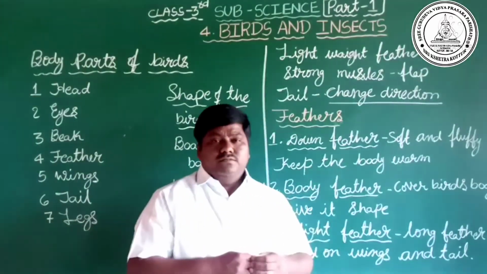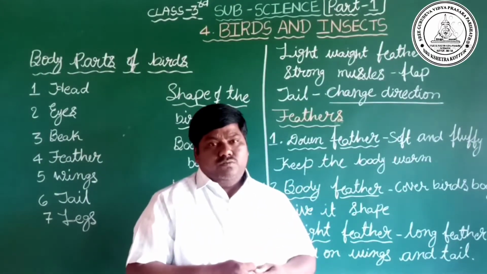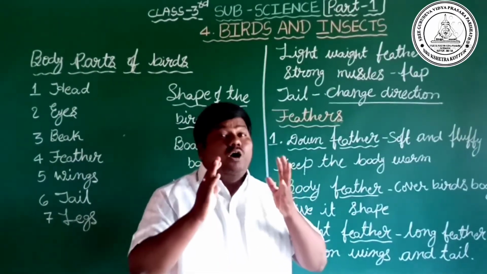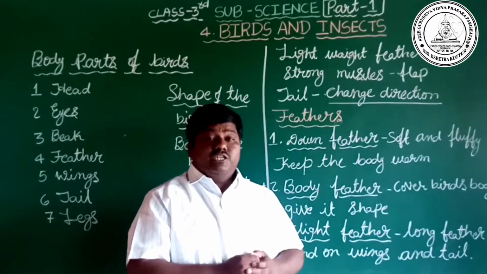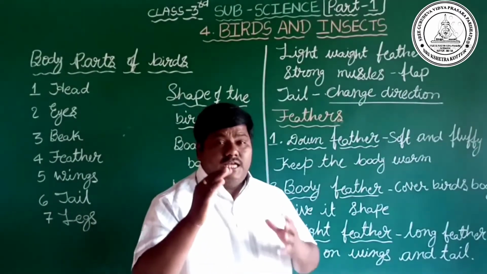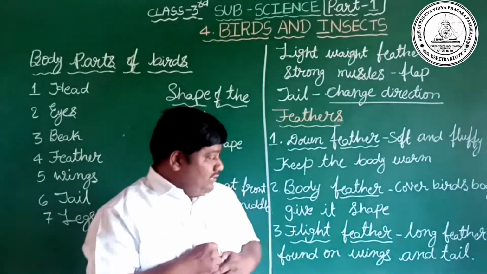Okay, next, here some birds are not wet. Example, crane, duck. Okay, because they are having oily feather. Which type of feather? Ducks and cranes have oily feather.